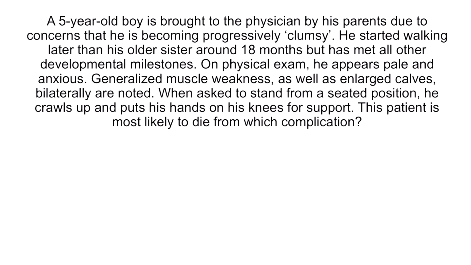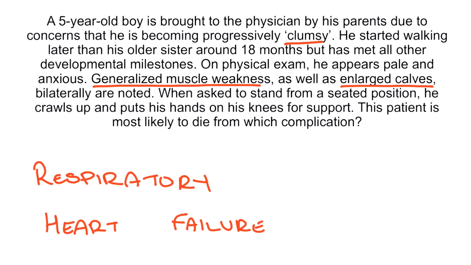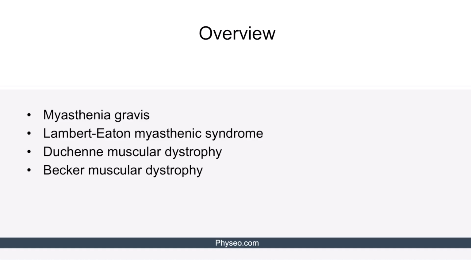All right, so this patient is presenting with classic signs and symptoms of Duchenne muscular dystrophy. His clumsiness, delayed walking, generalized muscle weakness, and enlarged calves are all indicative of the disease. He also presents with Gower's sign, which is a classic sign of Duchenne muscular dystrophy. This has a poor prognosis, and patients usually die due to respiratory or heart failure around 20 to 30 years of age. All right, our final topic is Becker muscular dystrophy.